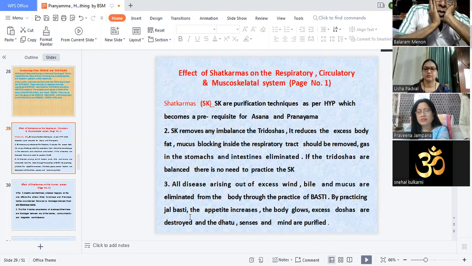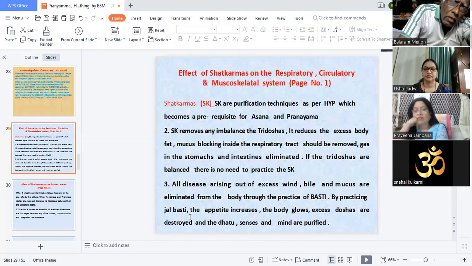Shatkarmas. All diseases arising out of excess wind, bile, and mucus are eliminated in the body through the practice of Basti. Basti is one of the Shatkriyas. By practicing Jalabasti, the appetite increases, the body glows, excess doshas are destroyed, and the dhatus, senses, and the mind are purified.